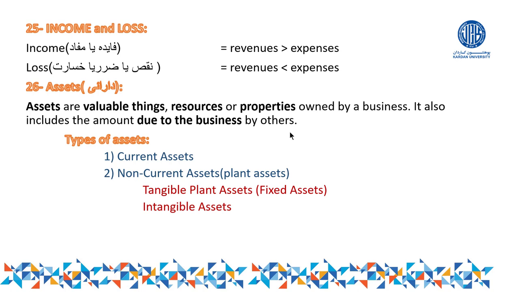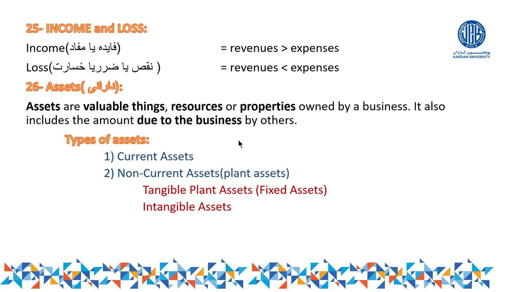An asset. Or it is the amount due to the business by others. It means the amounts that you have to receive from others, we can also call an asset. For example, if you remember the previous videos, I mentioned notes receivable and accounts receivable. So accounts receivable and notes receivable are also examples of assets. Asset means anything which you have in the business and that has a value.